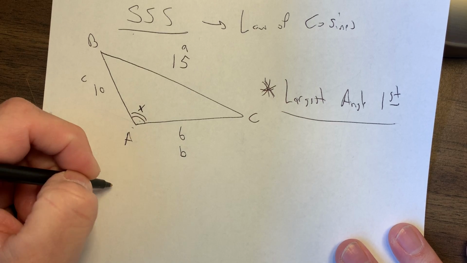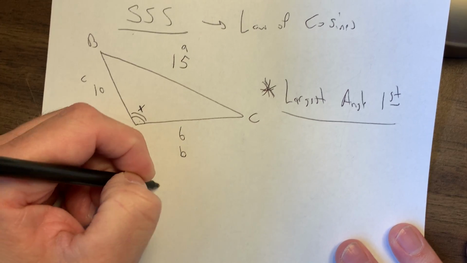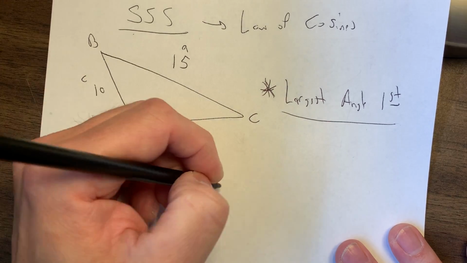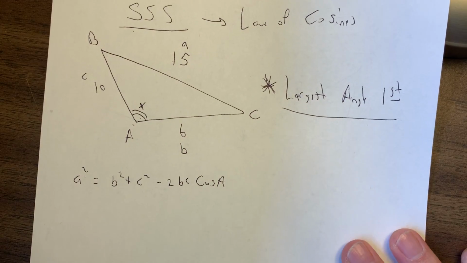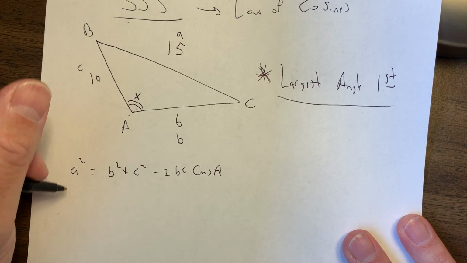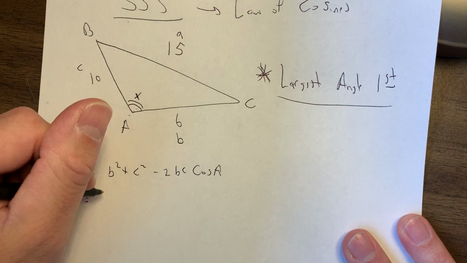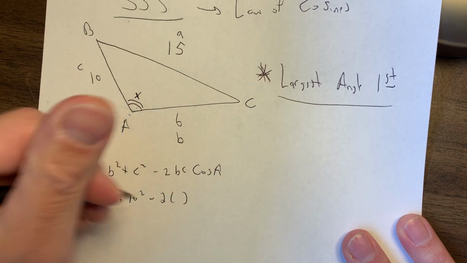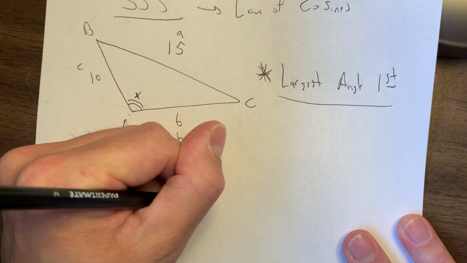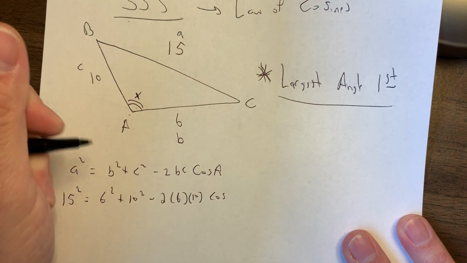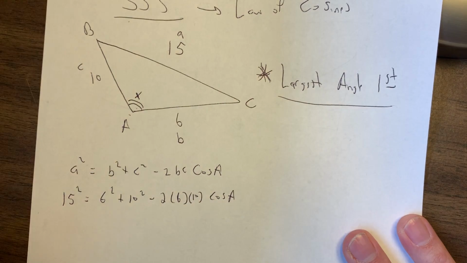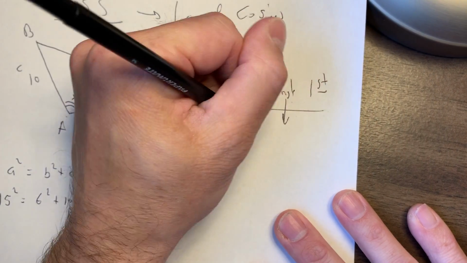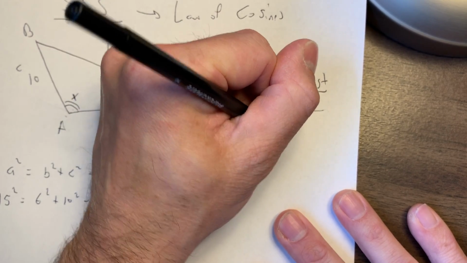It's what? A squared equals B squared plus C squared minus 2 times BC, and then doing the cosine of A, all right? There's my formula. I'm just going to plug everything in, start working on it. So 15 squared, 6 squared, 10 squared, minus 2, all right? That's going to be, we'll do 6 times 10, and then we're going to have the cosine of A, because we're trying to find the largest angle. Just remember, when you're trying to find an angle, you use the inverse, okay?